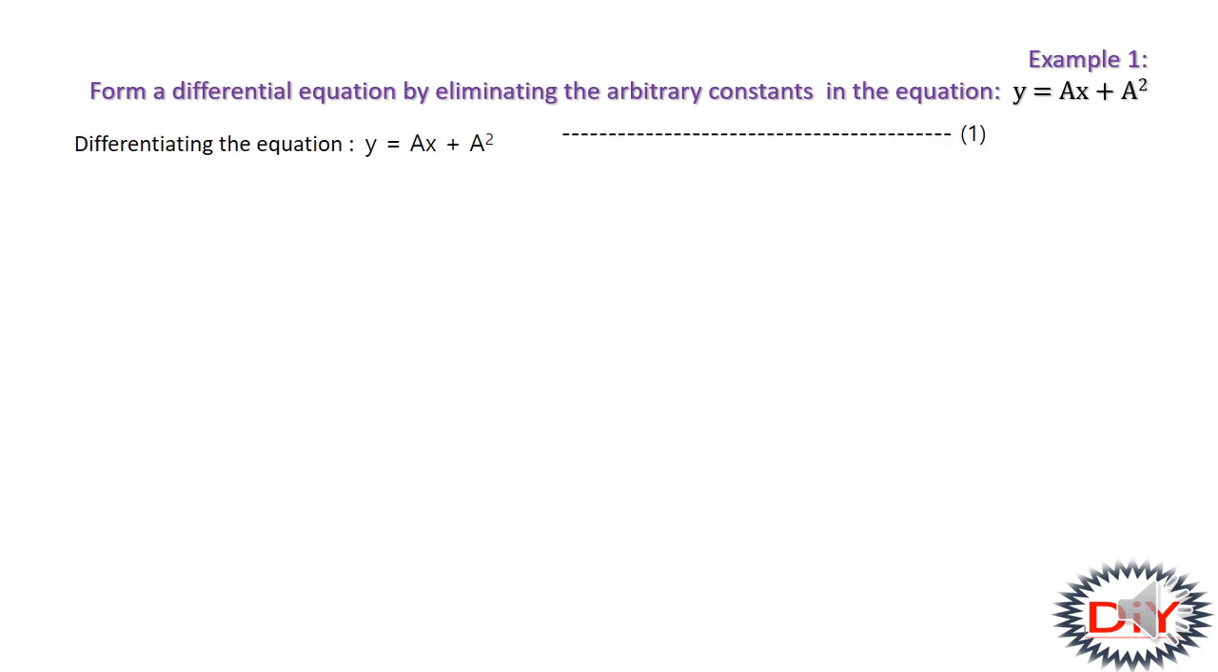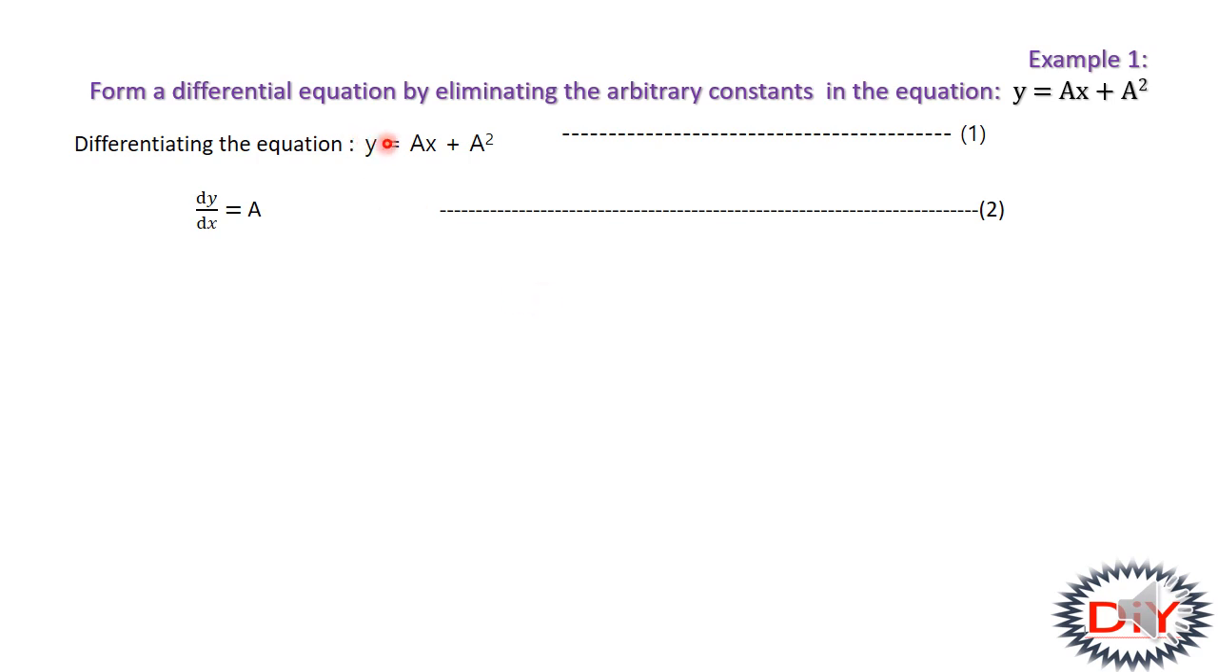So the first thing we are going to do here is to differentiate the equation y equals ax plus a squared, as the definition said that the first thing to do is to differentiate the equation. Now if you differentiate y equals ax plus a squared, we are going to get what? a.